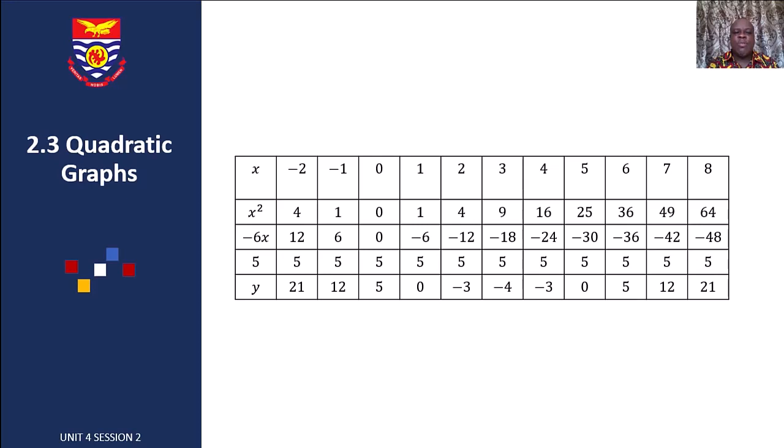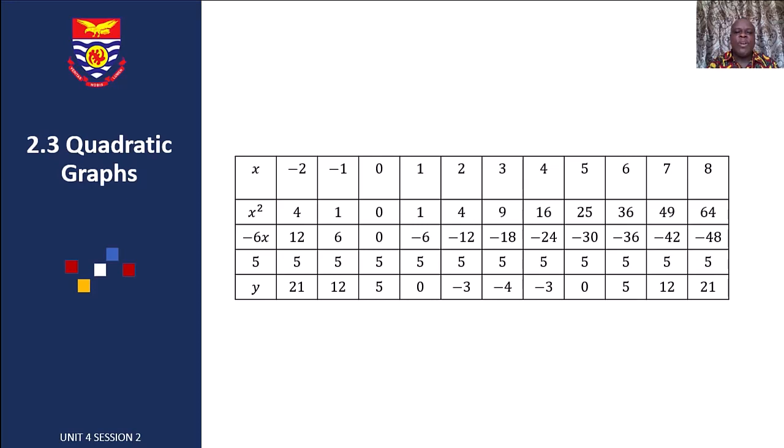Then the next thing we do is to use the same values to multiply -6, because these values will replace x. So we have -6 times -2, we'll have 12. -6 times -1, we have 6. -6 times 0, we have 0. -6 times 1, we have -6. -6 times 2, we have -12. We continue with the x values till we get to the last one, which is -6 times 8, and that gives us -48. Then the constant term has no variable attached to it, so we repeat it.